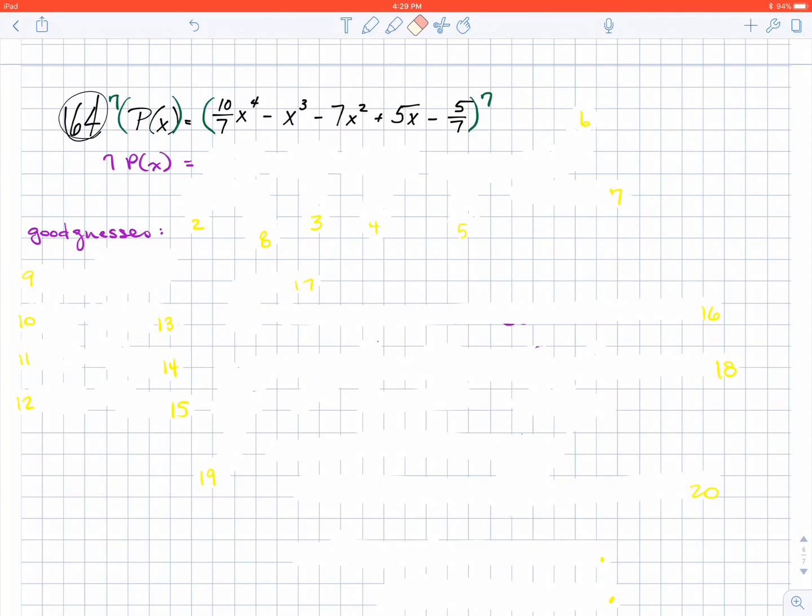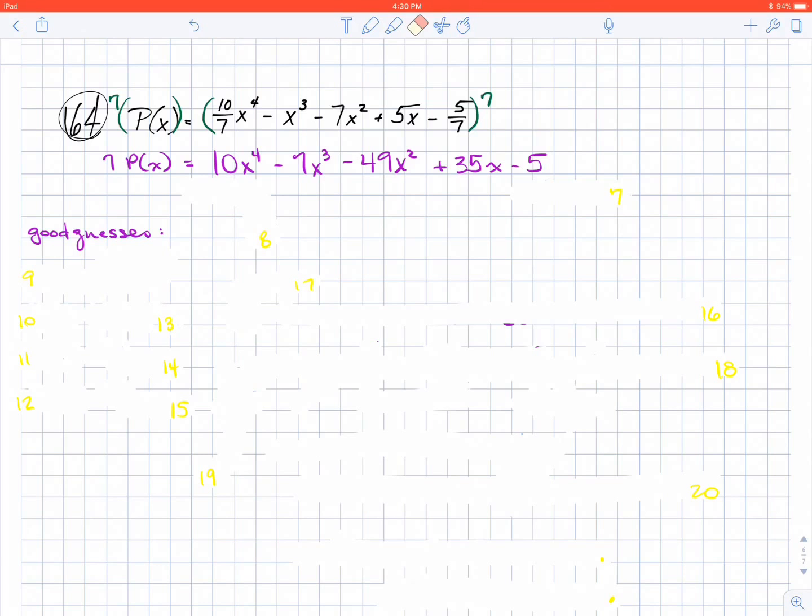When I take my 7 and distribute it to all the terms on the right-hand side, my first term is just simply going to be 10x to the 4th. My next term is going to be negative 7x cubed. Negative 49x squared is the next one. Positive 35x. And a minus 5 for the last term.